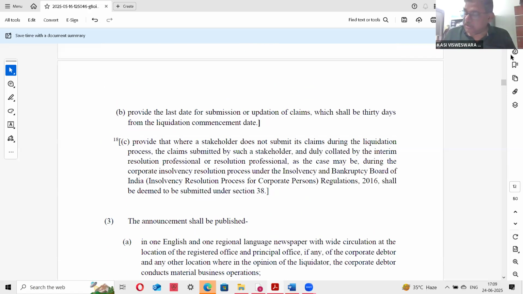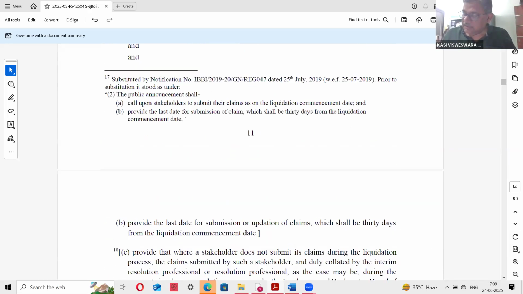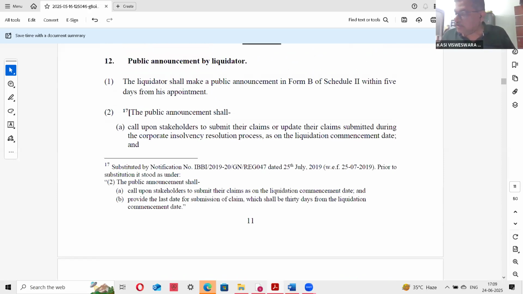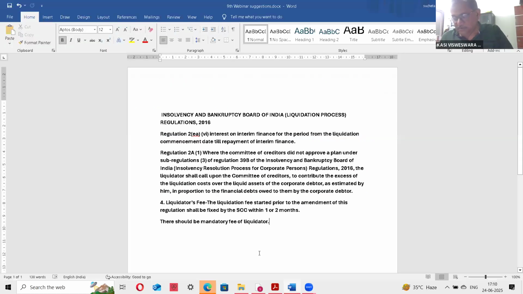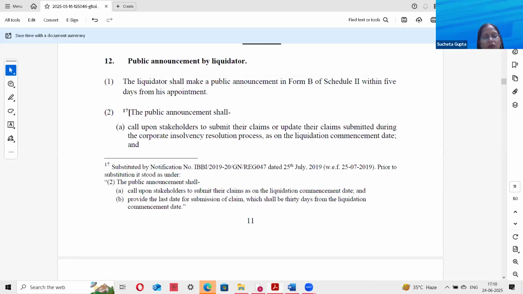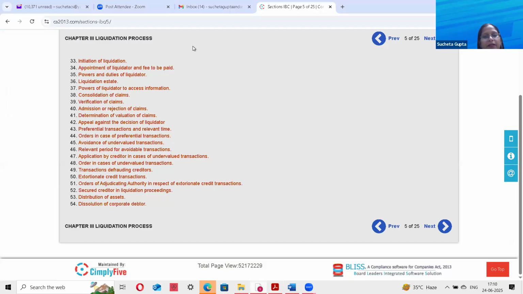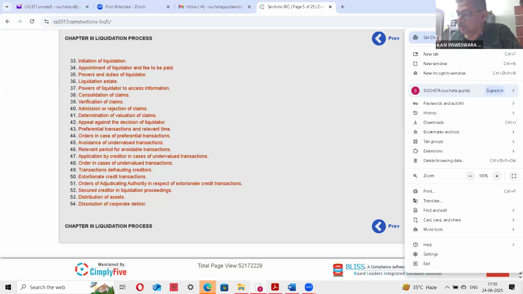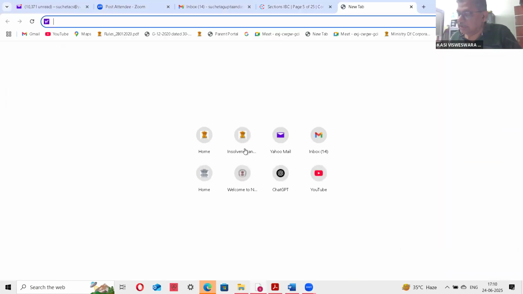Excuse me, a small point. For the information of everyone, there is a circular dated 28th September 2023, wherein the IBBI has given a lot of clarifications about the liquidator's fee. It is a circular of about 4 pages. I think it is mostly mentioned on the IBBI website. I'll tell you the number also: IBBI/LIC/61 dated 2023.